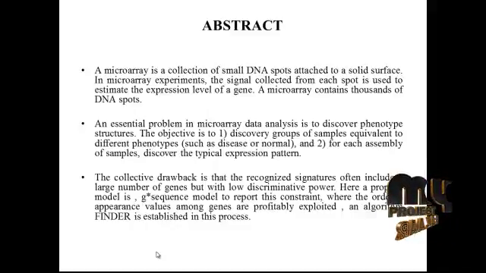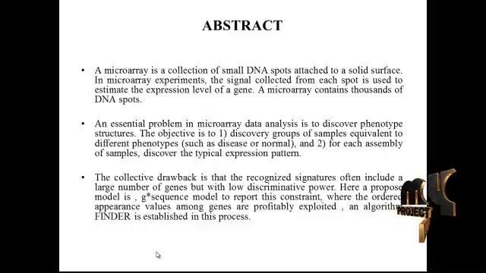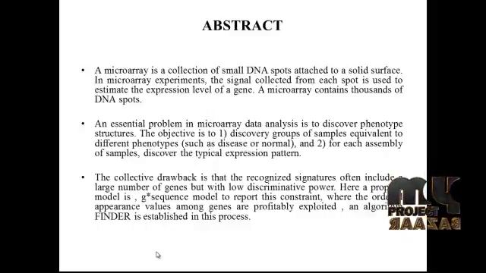The objectives are discovering groups of samples and, for each group of samples, discovering the typical expression patterns. The common drawback is that the recognized signatures often include a large number of genes but with low discriminative power. Here we propose a model, the G-star sequence model, to address this constraint.